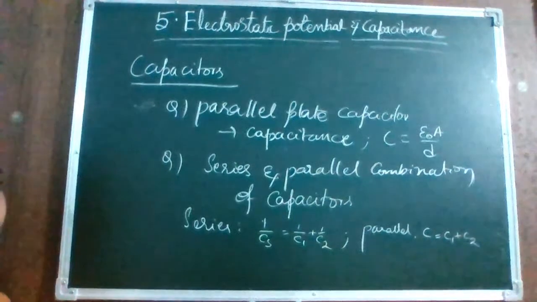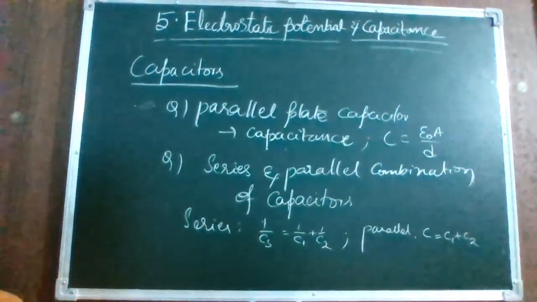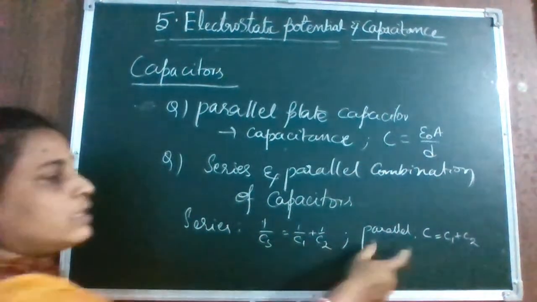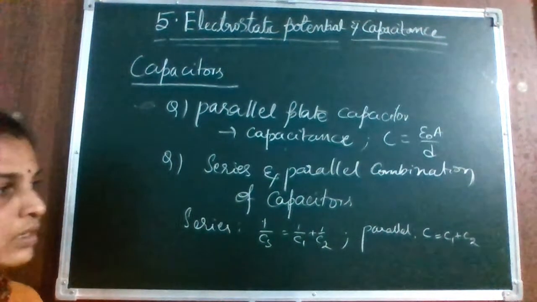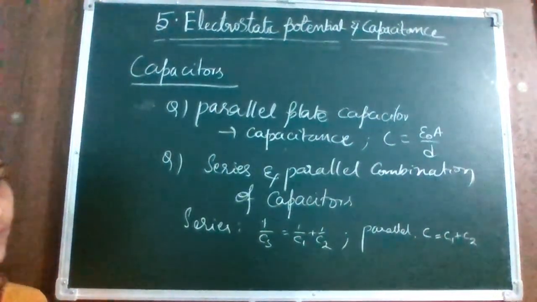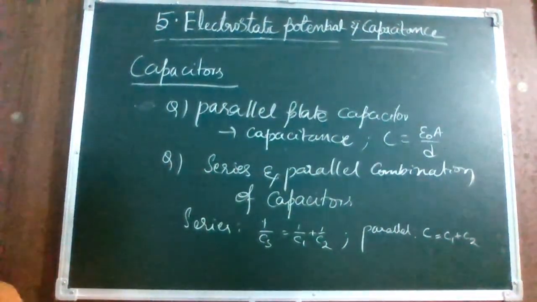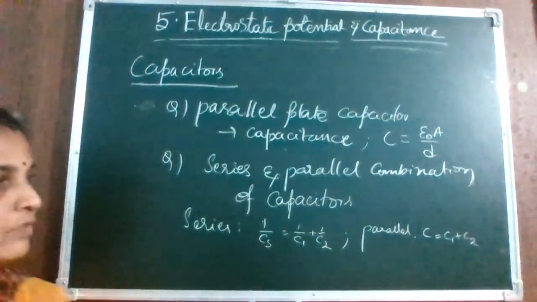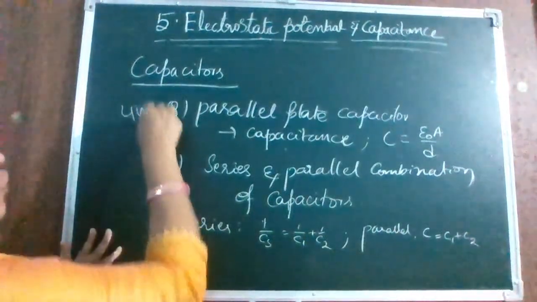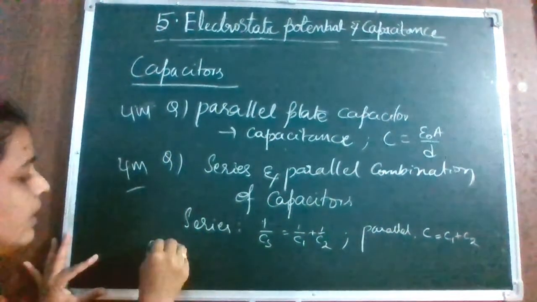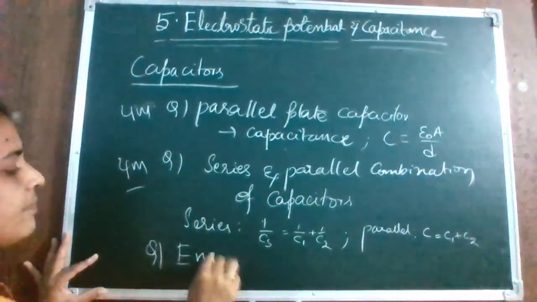We also have to explain the circuit connection, either in series or parallel. For the explanation we will have 1 mark, for the diagram 1 mark, and the other 2 marks for the derivation part of these two. These will come under 4 mark questions. And another question is the energy stored in a capacitor.